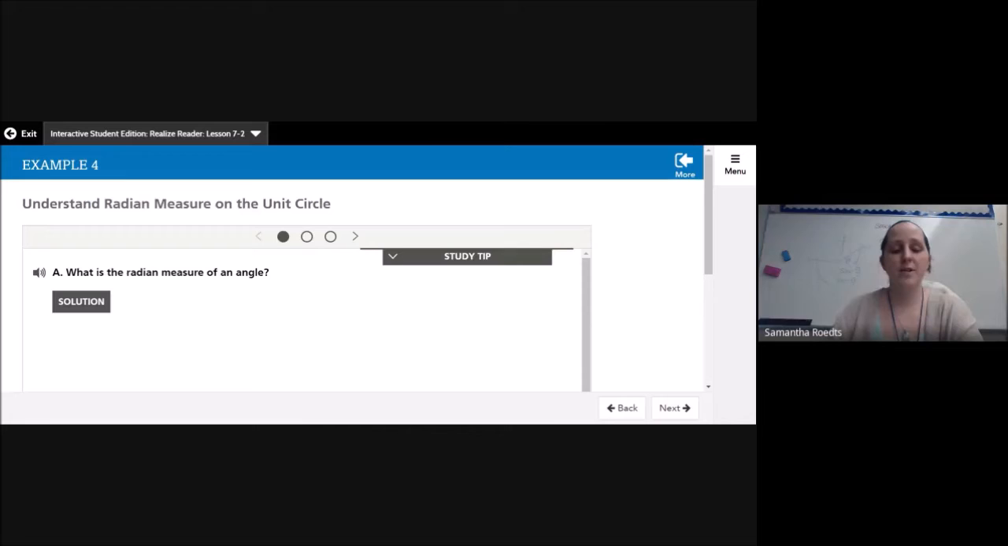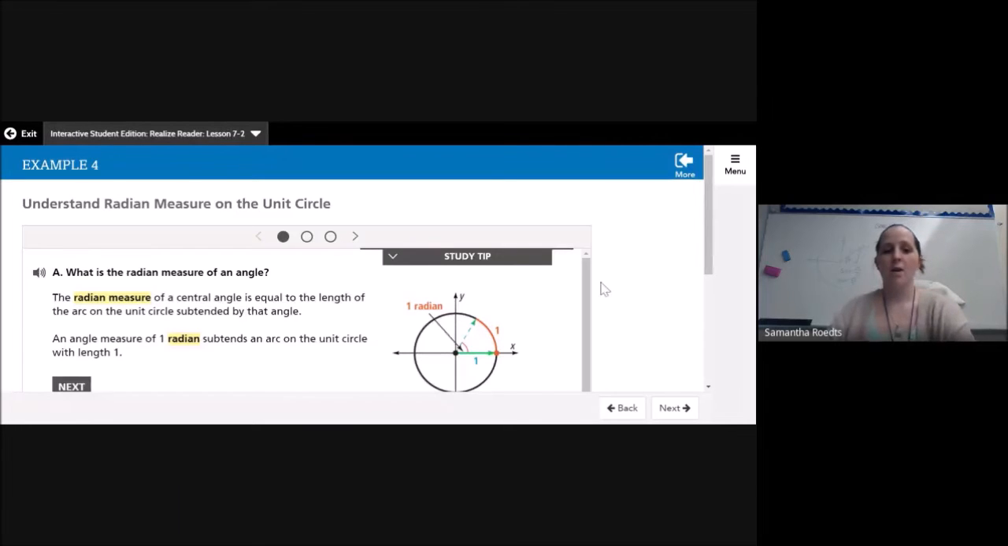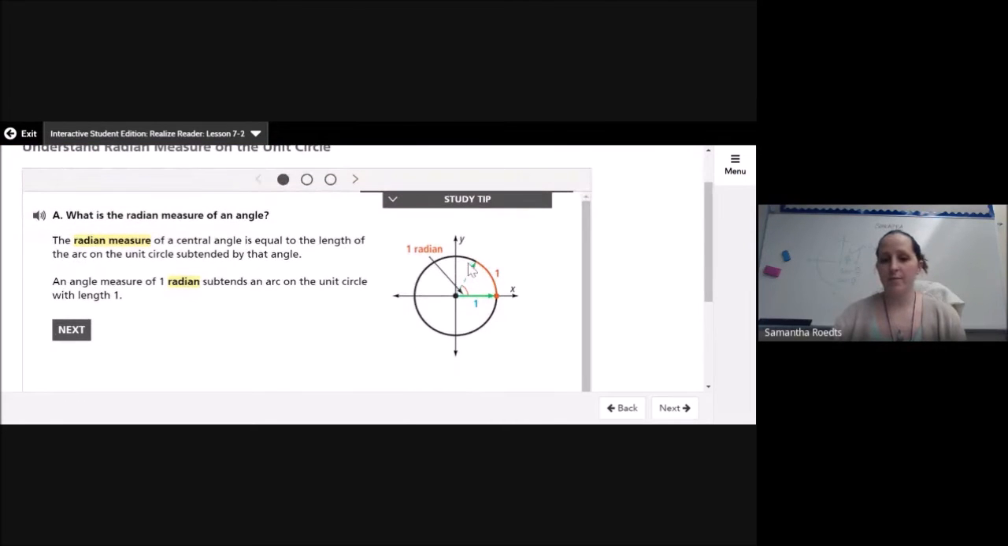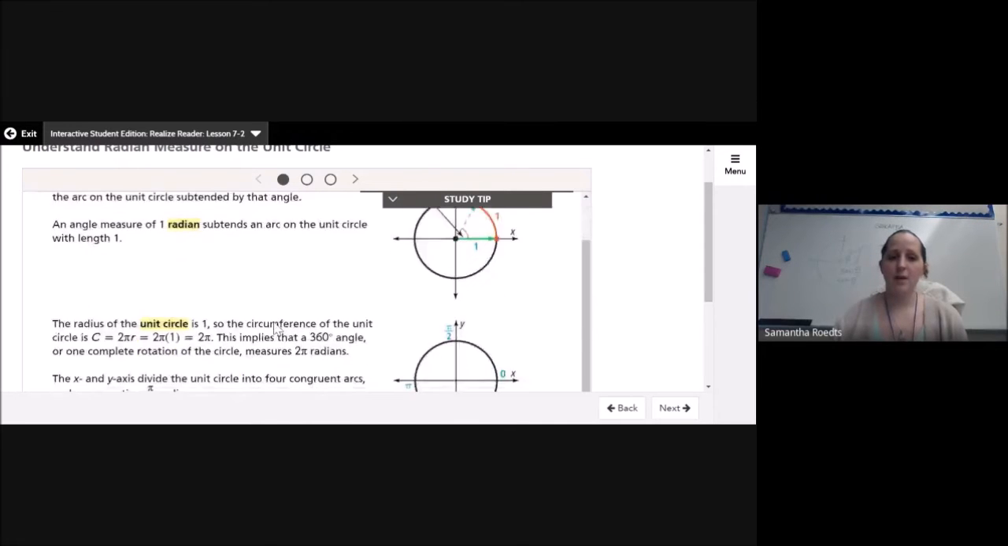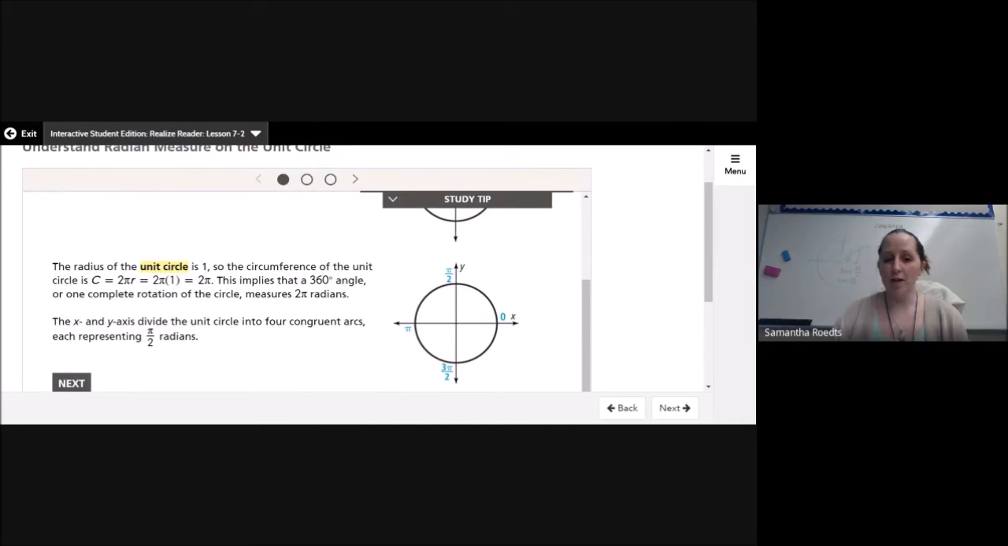All right, example 4, understand radian measure on the unit circle. So what is the radian measure of an angle? The radian measure of a central angle is equal to the length of the arc of the unit circle subtended by that angle. So this right here. An angle measure of 1 radian subtends an arc on the unit circle with length 1. So the radius of the unit circle is 1, so the circumference of the unit circle is C equals 2 pi r, which equals 2 pi times 1, or 2 pi.